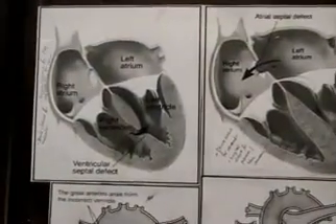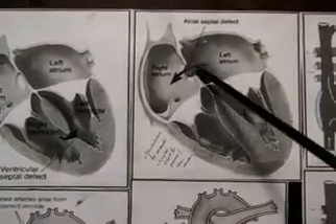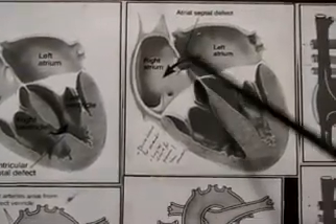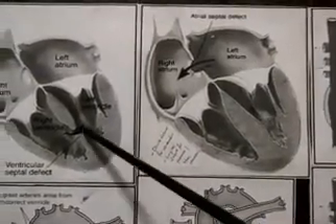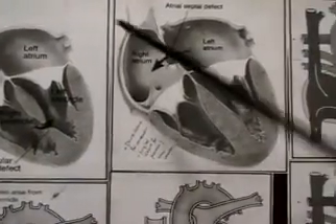So here are two examples of left to right shunts. You have an ASD, which is a hole in the interatrial septum, the septum that separates the right and left atrium, or you can have a VSD, where the hole is here in the interventricular septum. So I'll begin with an ASD.